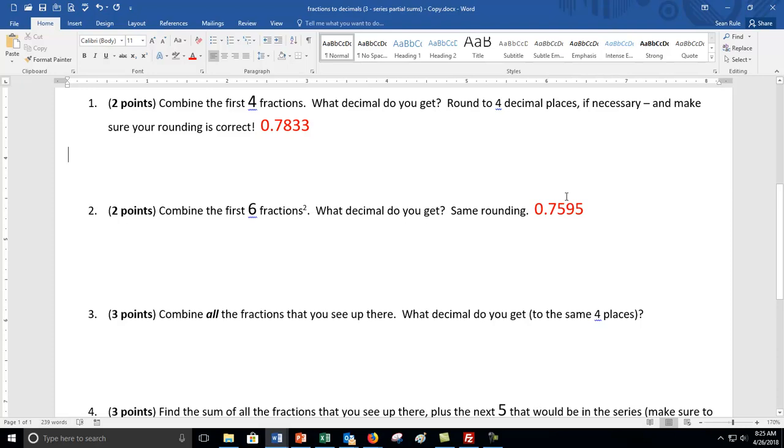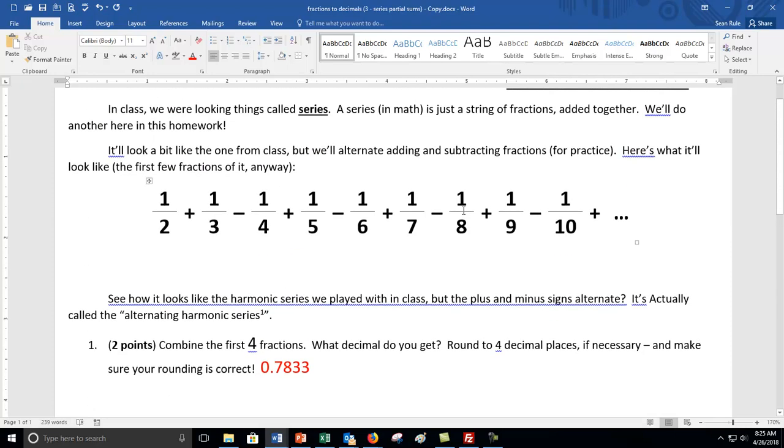Notice it got smaller than the previous one, and this is different than what we did in class together. In class together we had the ones that kept getting bigger and bigger, but hopefully you understand why when we're adding and subtracting fractions here. In this case we subtracted a 6th and added a 7th, which we talked about in class. Since 1/7 is smaller than 1/6, we're taking away more than we're adding back.